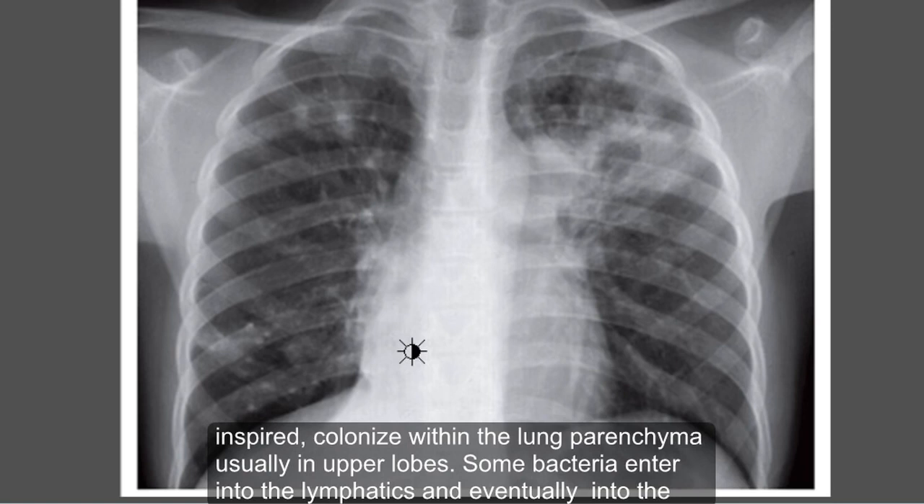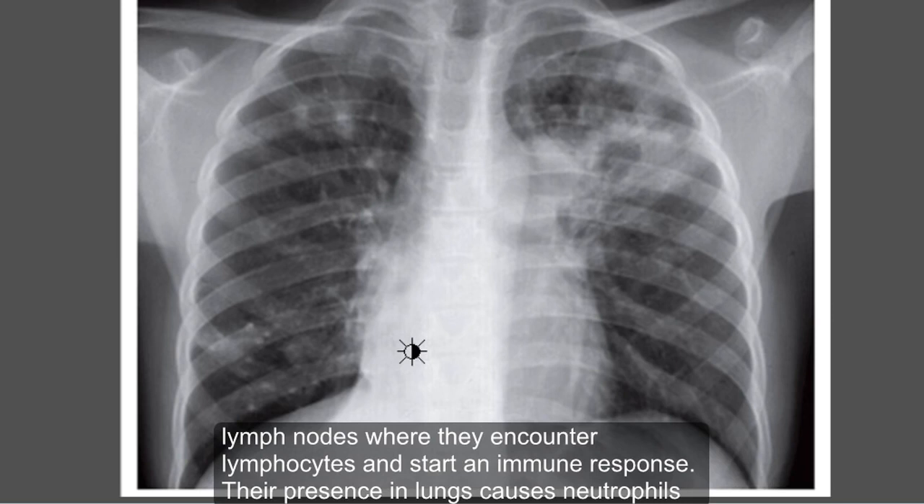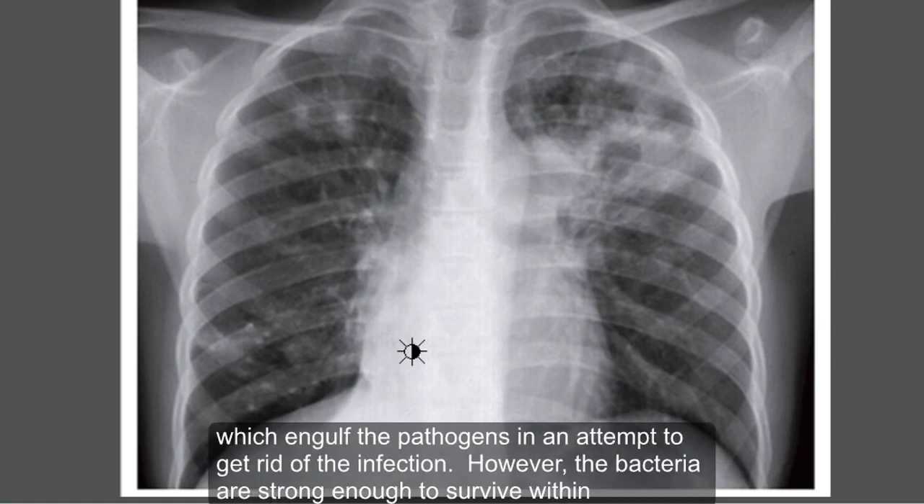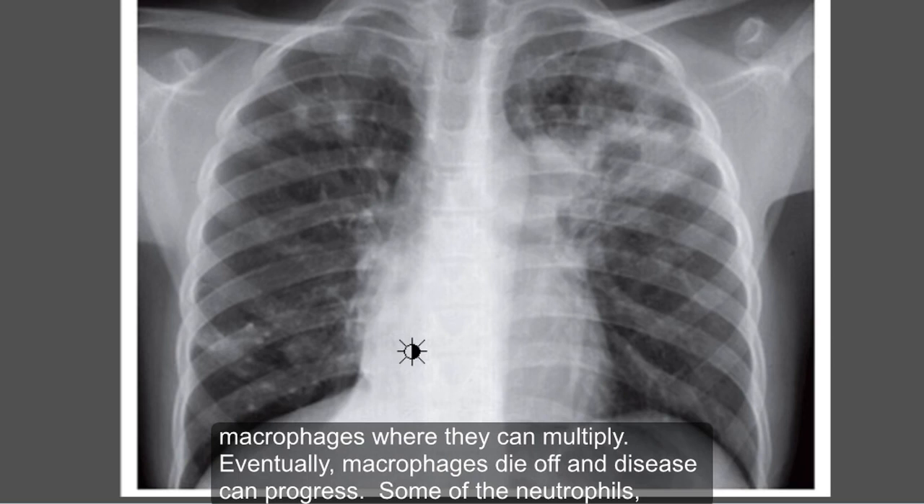Some bacteria enter into the lymphatics and eventually into the lymph nodes, where they encounter lymphocytes and start an immune response. Their presence in lungs causes neutrophils and macrophages to migrate to the infected area within the lungs. Both neutrophils and macrophages are phagocytes, as you know, which engulf pathogen in an attempt to get rid of the infection. However, the bacteria are strong enough to survive within macrophages, where they can multiply. Eventually, macrophages die off and disease can progress.